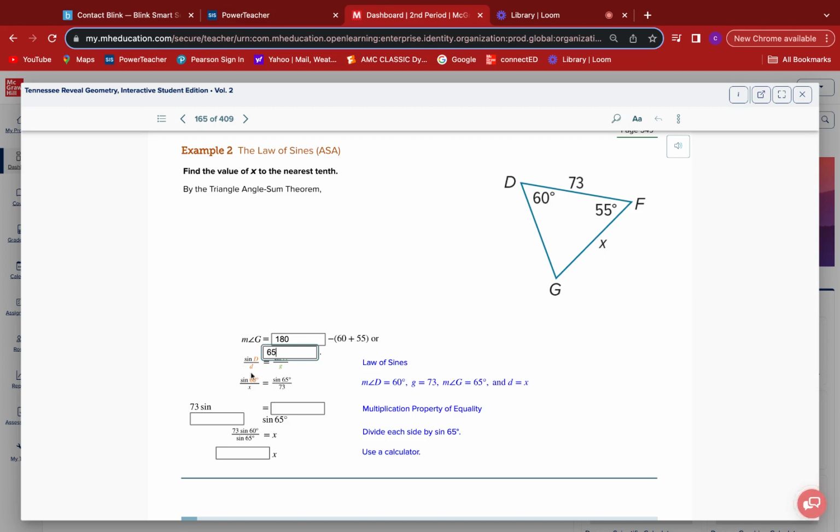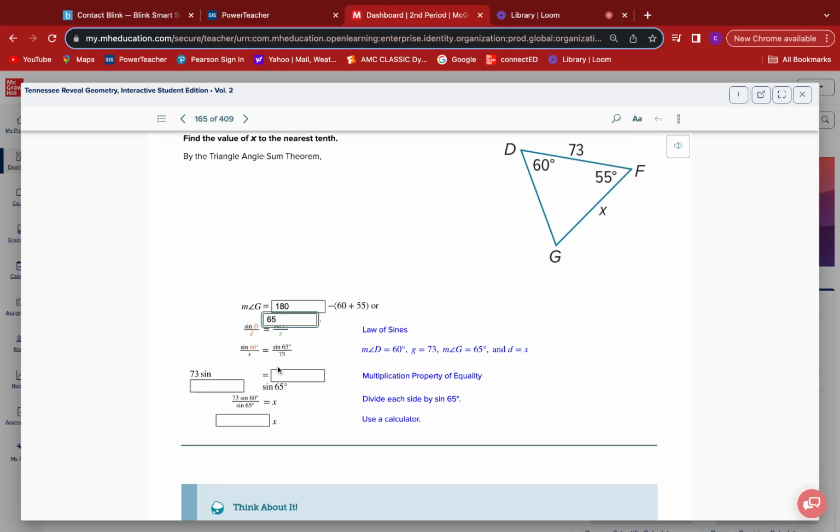All right, I'm going to cross multiply. 73 will be multiplied times the sine of 60. X will be multiplied times the sine of 65. And the opposite of multiplying is to divide by the sine of 65. So grab a calculator, put in 73 sine 60. 60 is what goes in your parentheses, that's your theta. Divide by the sine of 65.